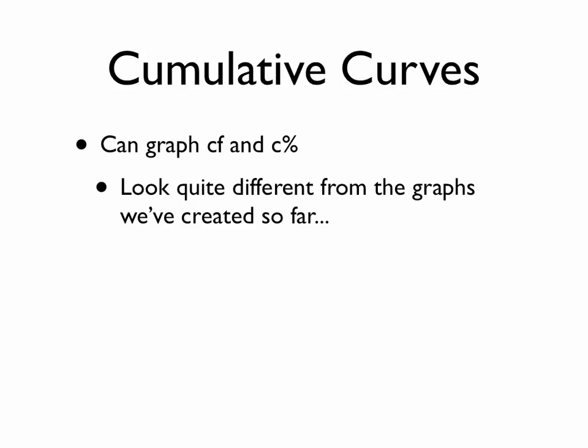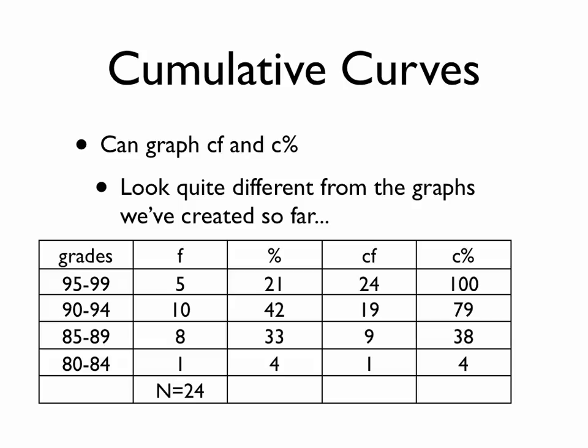So let's take a look at a data set. Again, we're just going to use class scores since we've been doing that the whole time. And we have the frequency, relative frequency, cumulative frequency, and cumulative relative frequency. And we have an n of 24. So let's make a graph for cumulative frequency.